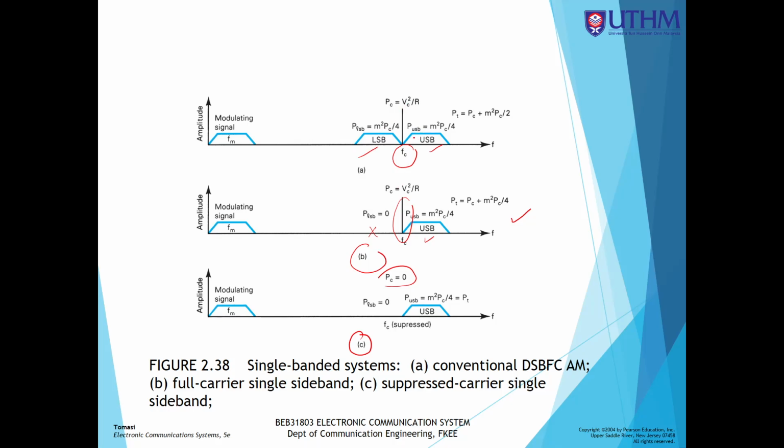If you see from here, the amount of power for the upper and lower is the same, and the size, the bandwidth, of both upper and lower is also the same. So for double sideband full carrier, the upper and lower sidebands are duplicates of each other.